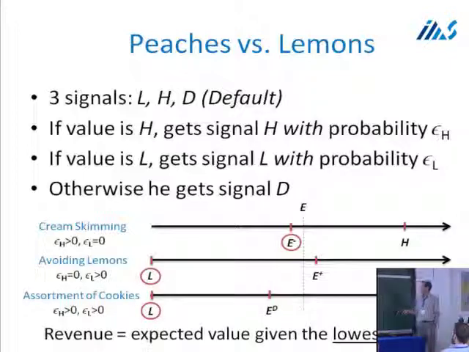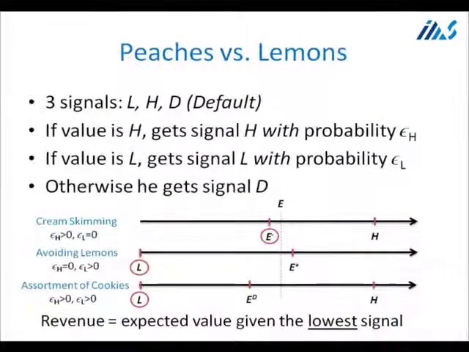And finally, in the general case, when both are positive, he has three possible bids. If he sees low, he bids low. If he sees high, he bids high. And if he sees the default signal, then he just computes his posterior. But still, the uninformed is going to bid low, and the revenue is going to be equal to the expected value given the lowest signal.